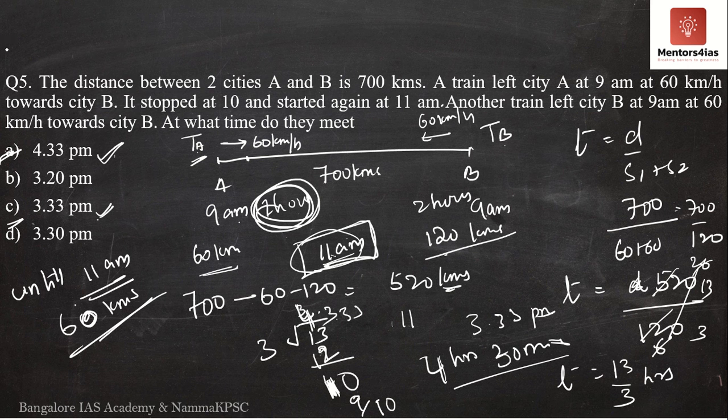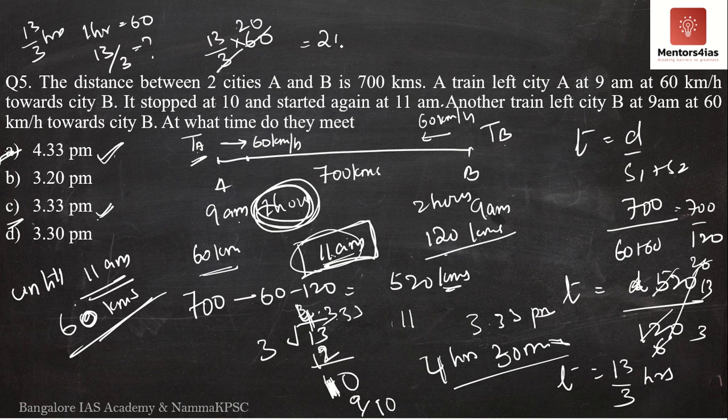Now, the time that we have got is 13 by 3 hours. We know that 1 hour is equal to 60 minutes. Then 13 by 3 hours is equal to how many minutes? 13 by 3 into 60. 20 times 13 is 260 minutes. So 13 by 3 hours is actually equal to 260 minutes. This is the total time. So after 11 a.m., they take 260 minutes to actually meet each other.